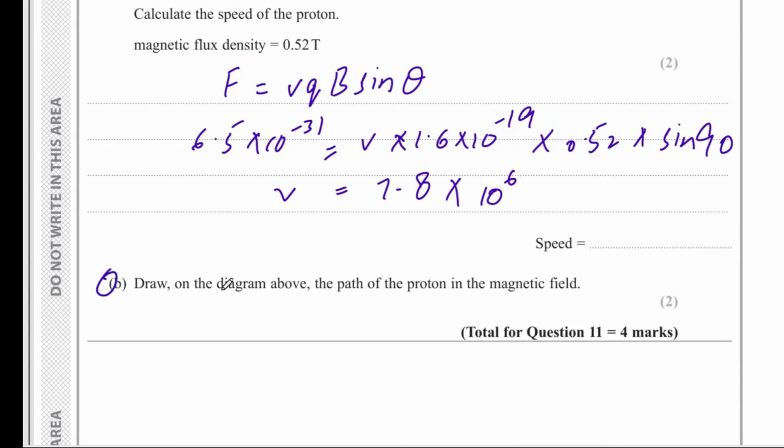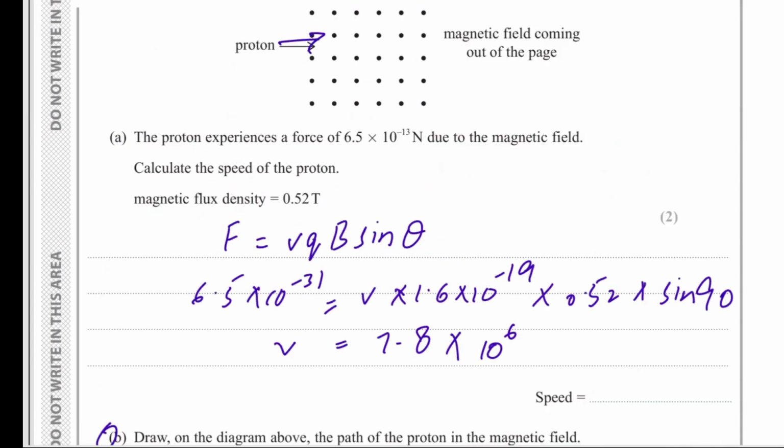Now in part B, draw on the diagram above the path of the proton in the magnetic field, meaning the path which is going to be followed.